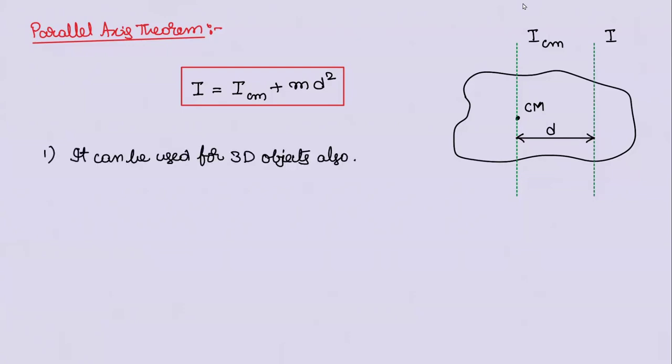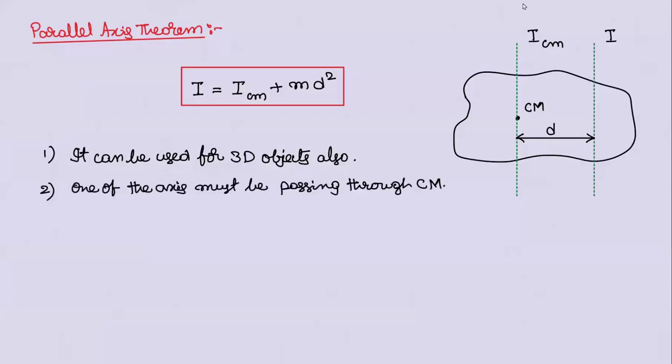rules. The rule says it can be used for 3D objects also. Why am I giving this statement? Actually, the next theorem is applicable only for 2D objects like planar objects, so that will affect here. That's why I'm telling you. You can use it for 3D objects: sphere, disk, ring, whatever you want. Next one is that one of the axes must be passing through the center of mass.